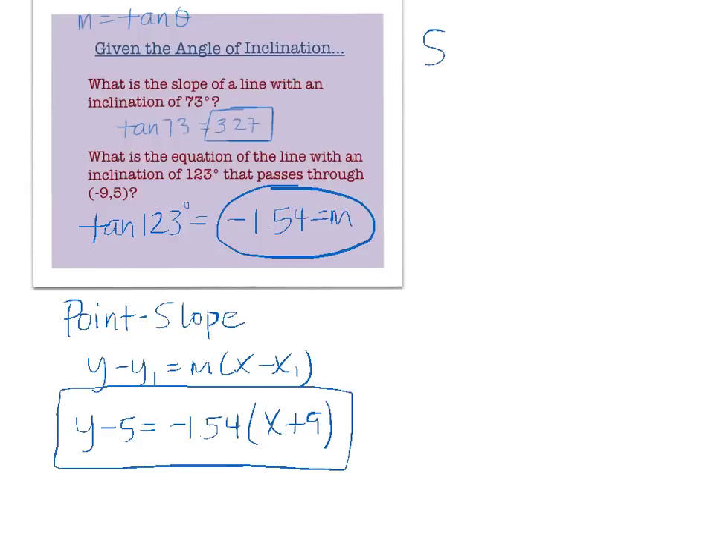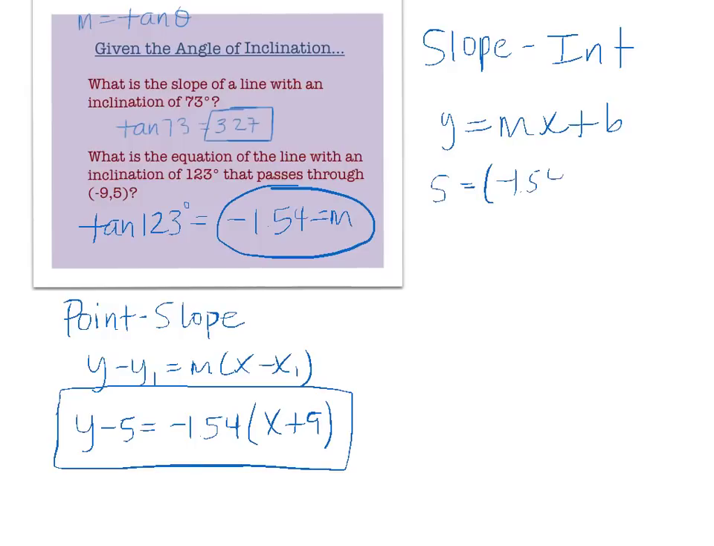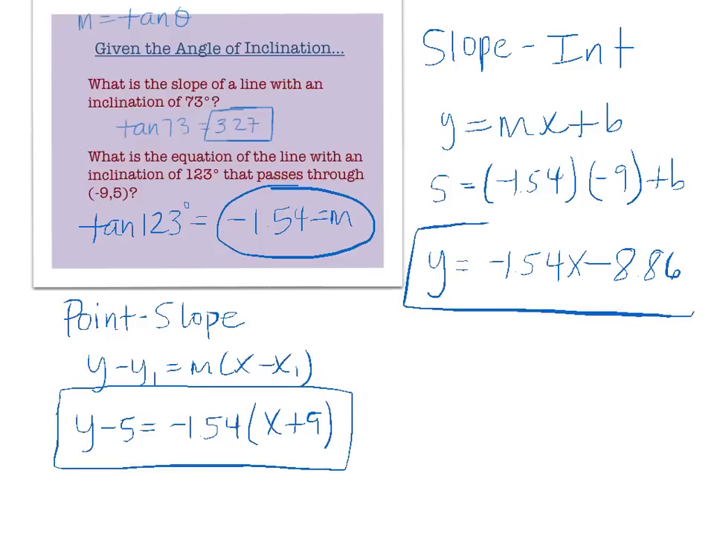If you're not comfortable with that, you want to do slope-intercept. It's definitely a little less efficient. But you could take, we know this is y equals mx plus b. We could say that y is 5, m is negative 1.54, x is negative 9, and we're trying to find b. Once you work that out and do the algebra, you end up with an equation of y equals negative 1.54x minus 8.86. So it's doable either way. If you can get comfortable with point slope, it'll make your life a little bit easier. But that's the idea for this type of problem.